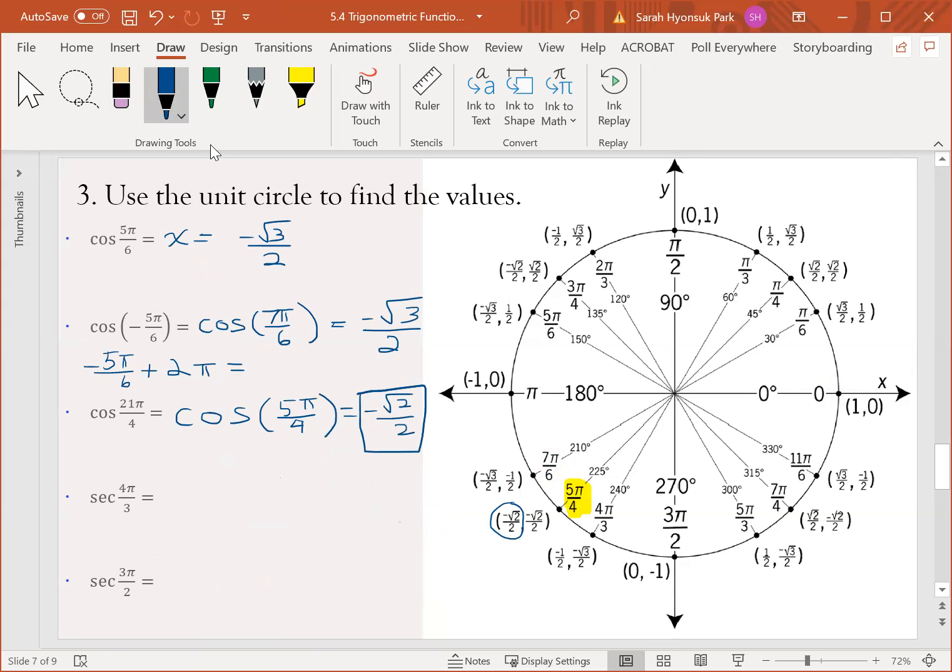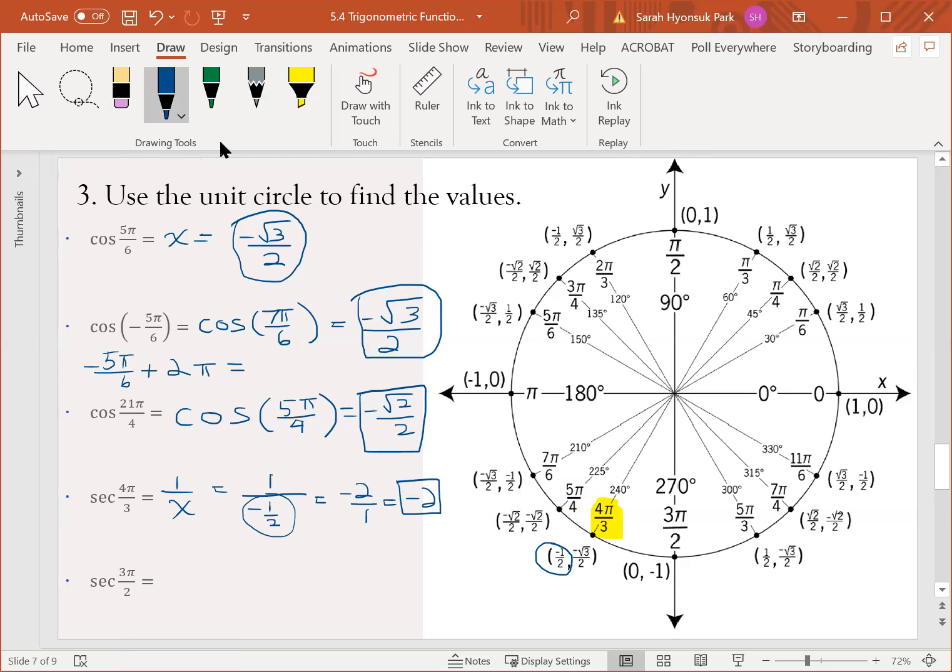Okay, so you can see cosine. You locate the angle and you just report the x coordinate on the unit circle. Let's do secant of 4 pi over 3. Secant is 1 over x. So we locate 4 pi over 3. There's the x value. So we have to take 1, divide that by negative 1 over 2, which means we do the reciprocal of the bottom, which is negative 2 over 1, which is just negative 2.